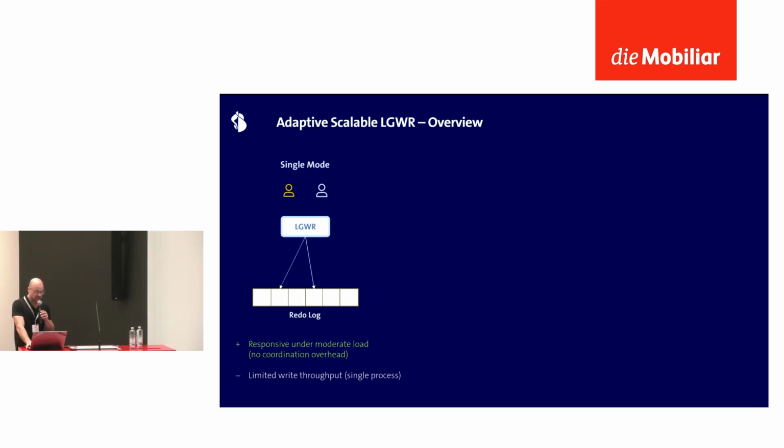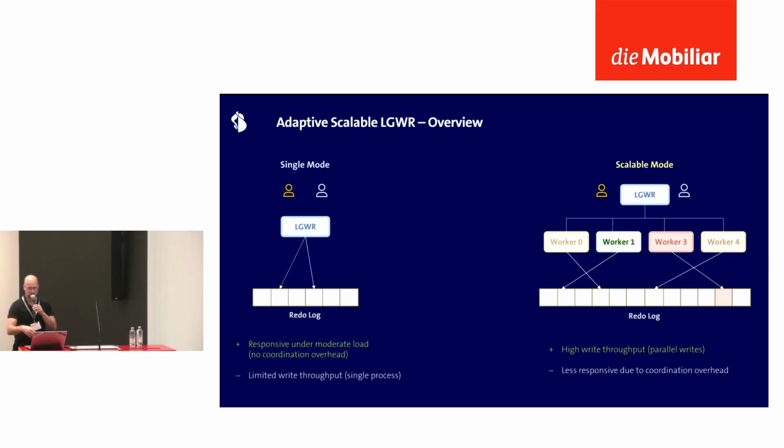But what's the idea? There is a log writer process. There has always been a log writer process as far as I can think back. And the log writer process writes to the redo log. It's a single process. And that means, yeah, it is limited in terms of what it can achieve throughput-wise. So a single process cannot dump down gigabytes of data per second. For that, we need to parallelize. But parallelization has the disadvantage that it implies coordination.